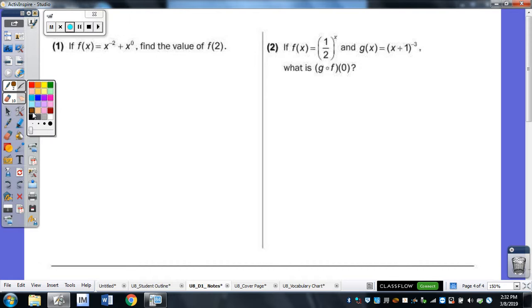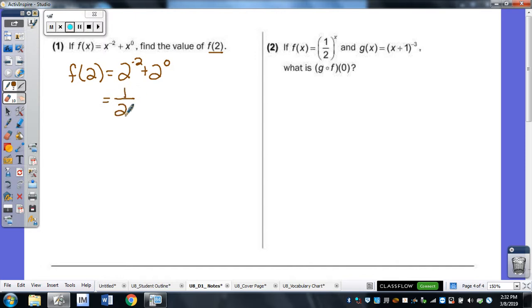Okay. So same thing, it's just this time they've written it in function notation. So here we're plugging in a 2. So like we were doing the other ones, negative exponent means it's really a fraction. And then plus 1, anything to the 0 is 1. So what is 2 squared? 1 over 4 plus 1, so that's 1.25 or 5/4.